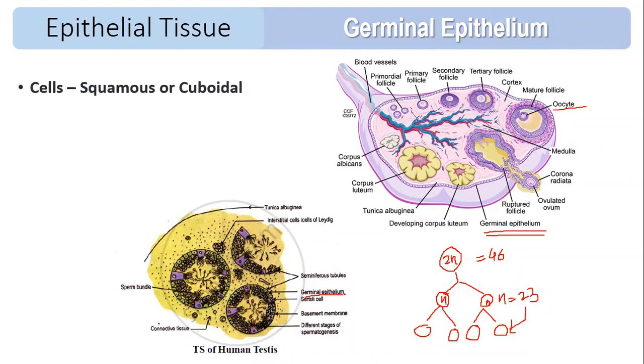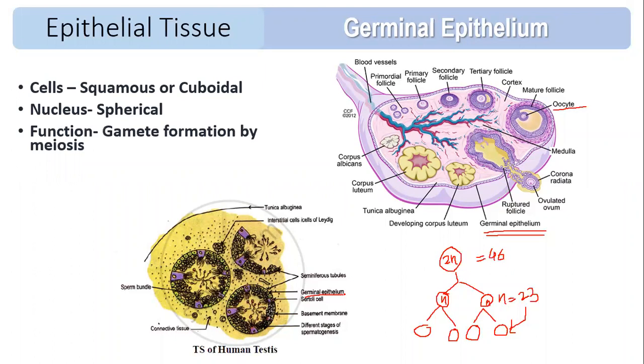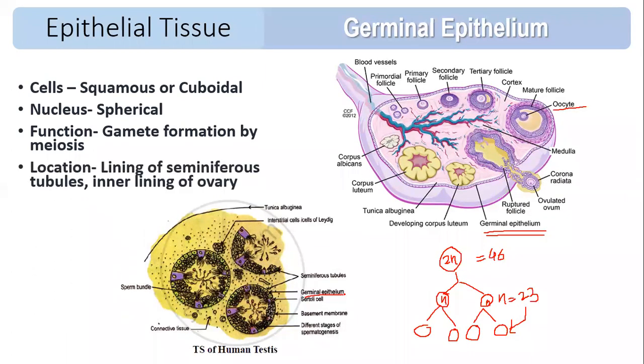So these cells can be squamous or cuboidal. Nucleus is spherical. Function: formation of gametes by meiosis. Where they are present: in the seminiferous tubule of the testes and the inner lining of the ovary.